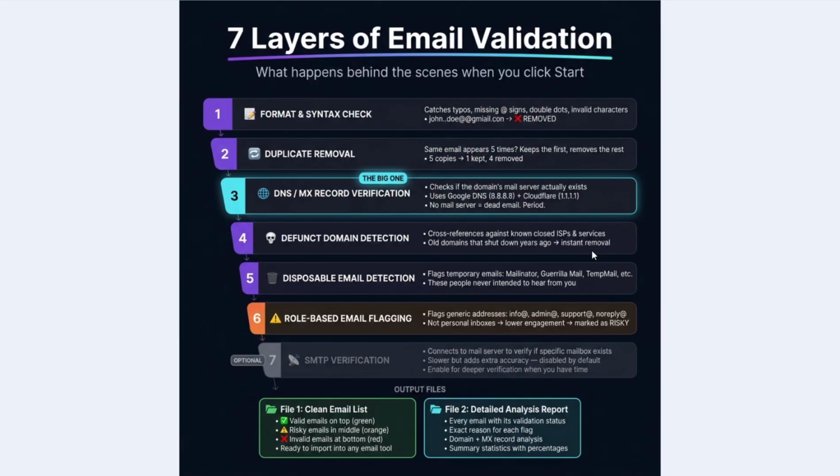Layer 5, disposable emails. You know, those temp email services like Mailinator, Guerrilla Mail, stuff like that. They get flagged and removed. Layer 6, role-based emails, things like info at, admin at, support at. These aren't personal inboxes, they're generic, and they tend to have much lower engagement rates. So the tool flags those as risky. And then there's layer 7, SMTP verification. Now this one is optional and it's turned off by default. It's slower because it's checking one by one, but it adds an extra level of accuracy on top of everything else.